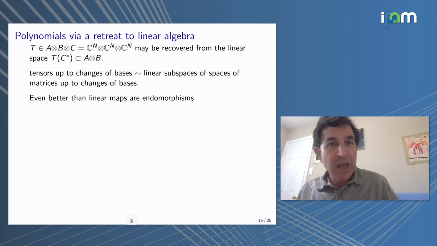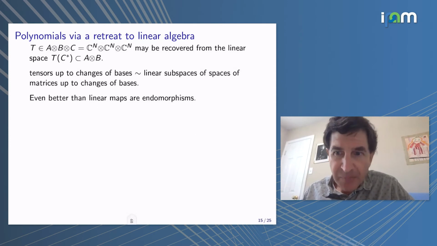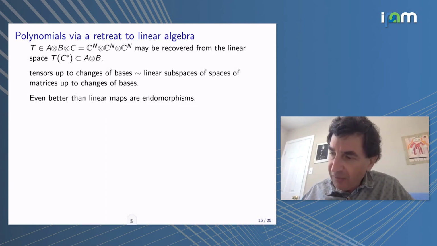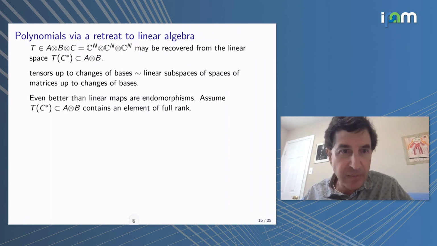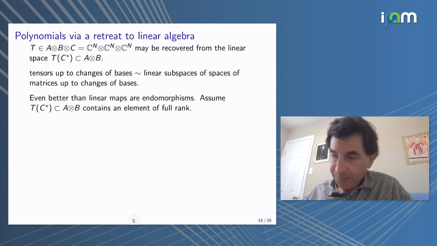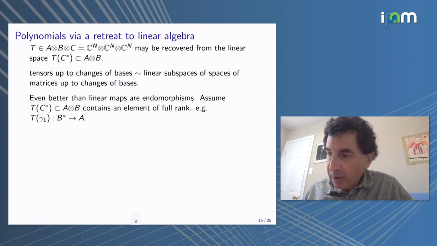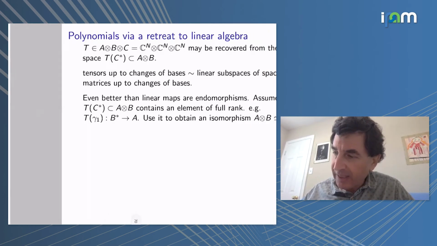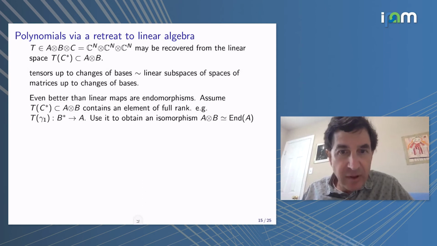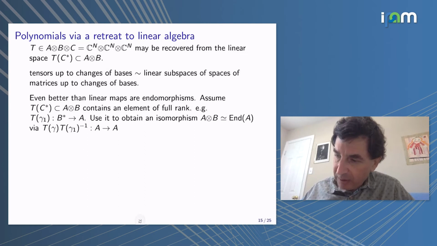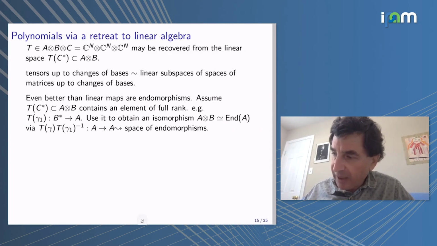Now, this is a linear map from the dual of A to B, and we don't know so much about such spaces. But if we instead had a space of endomorphisms, a map from a vector space to itself, our lives would be a little better. So let's assume there's an element of full rank, which we can use as a map from B star to A, and we can take its inverse. And by taking its inverse and composing with all the other maps, that one becomes the identity map on A, and all the others become maps from A to itself. That's what I wrote down here. And we get a space of endomorphisms.